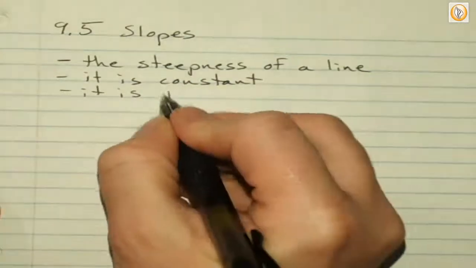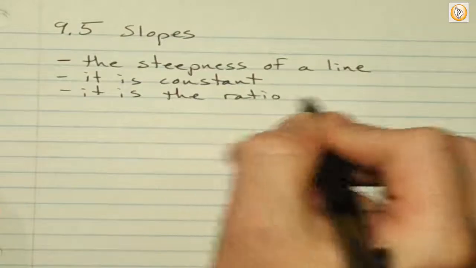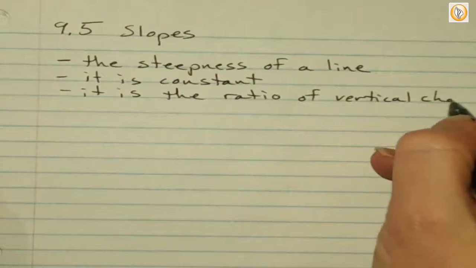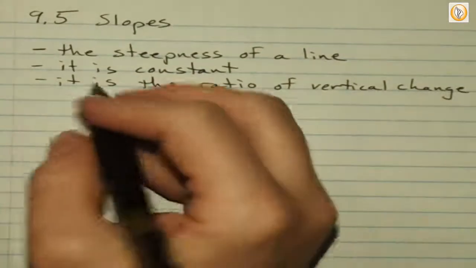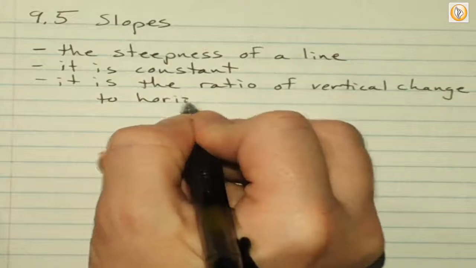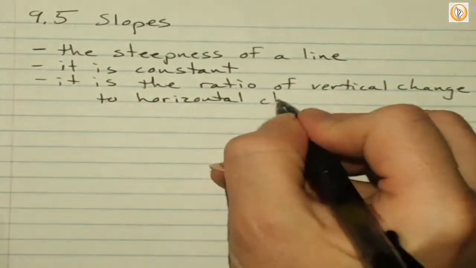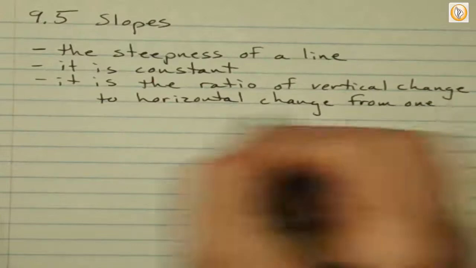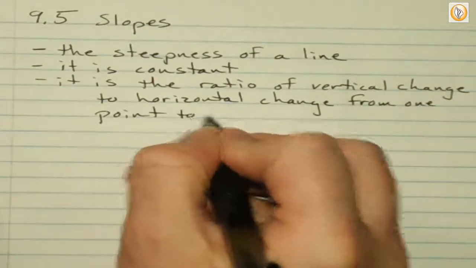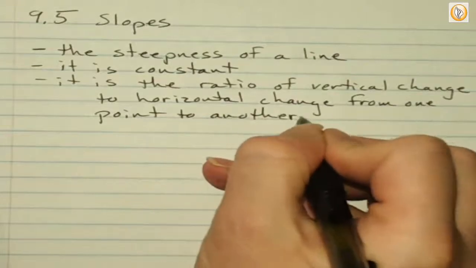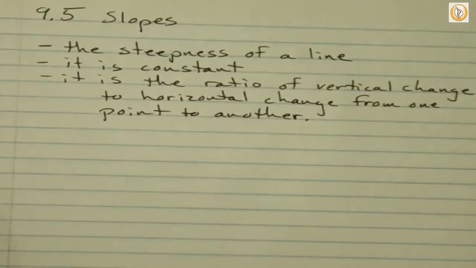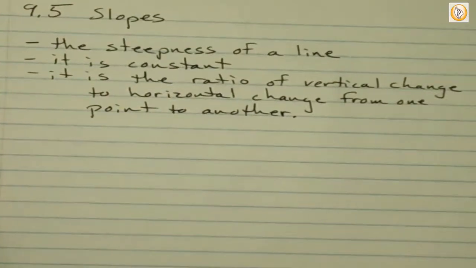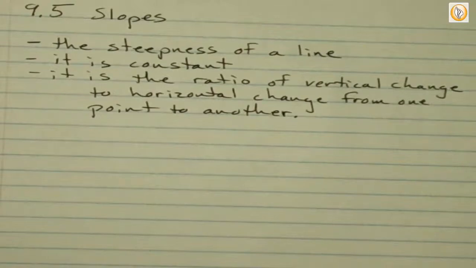It is the ratio of vertical change to horizontal change from one point to another. Okay. Blah, blah, blah, blah is what you heard. The vertical change to horizontal change, and I'm about to show you what that means.